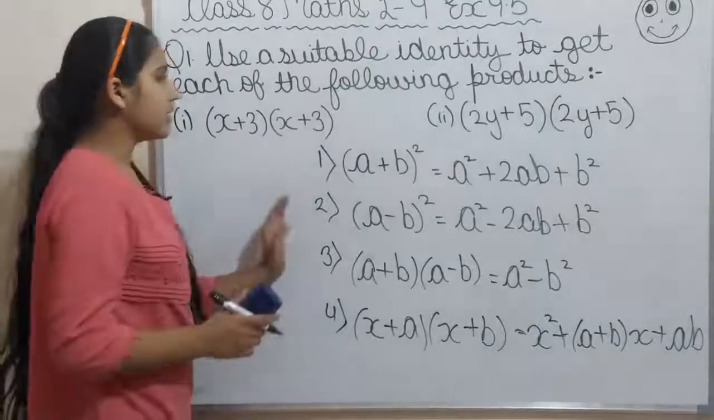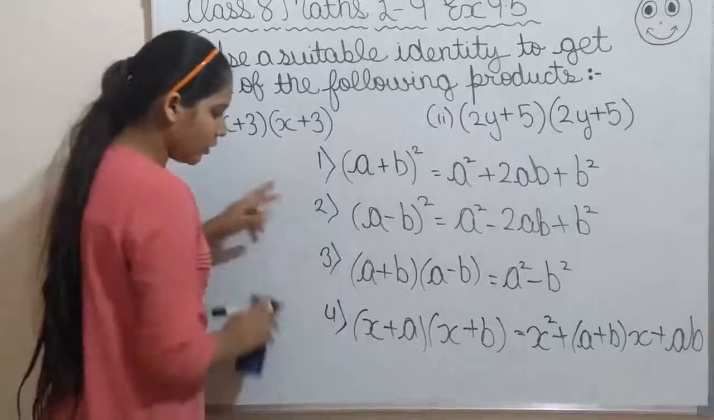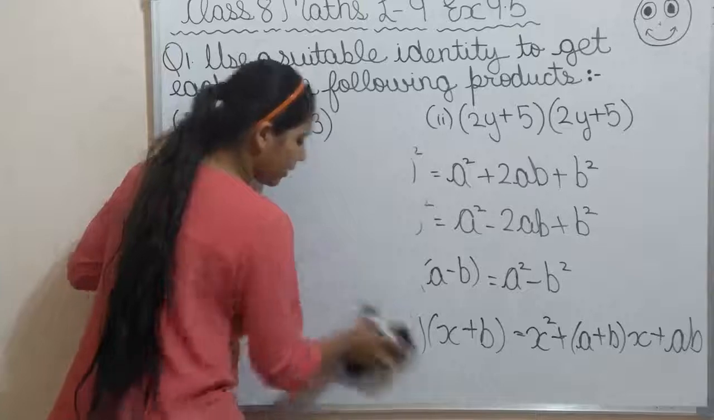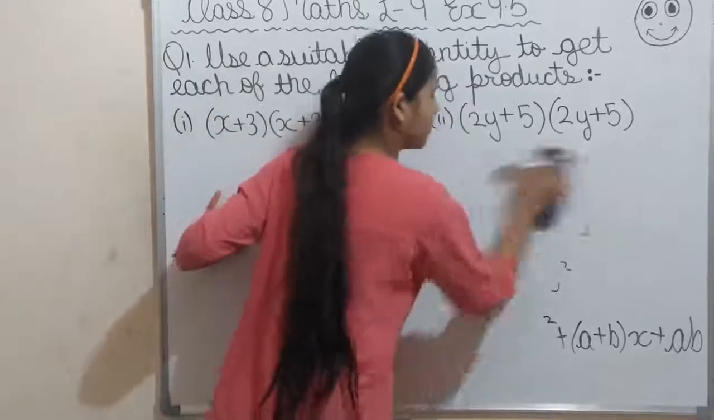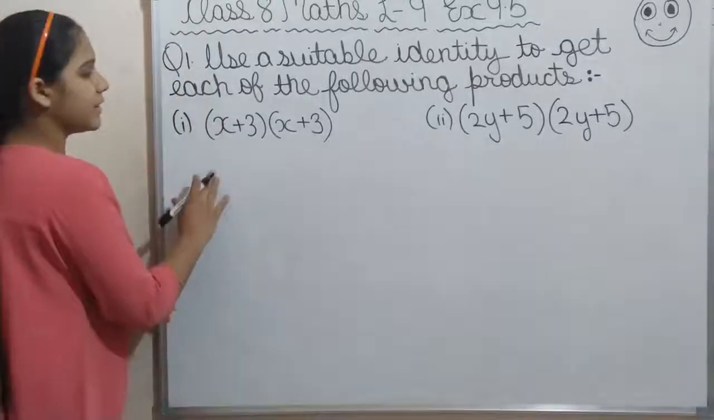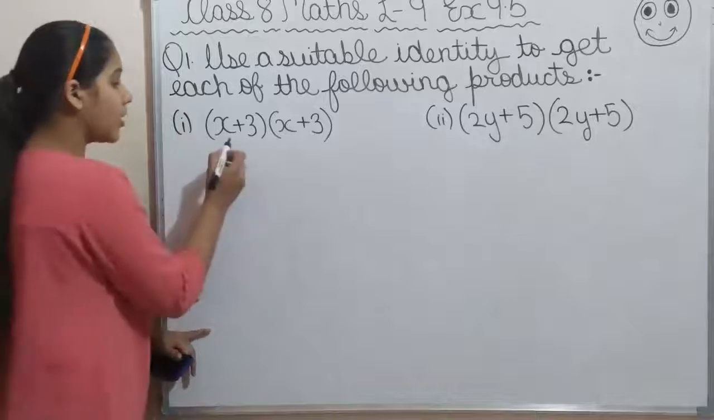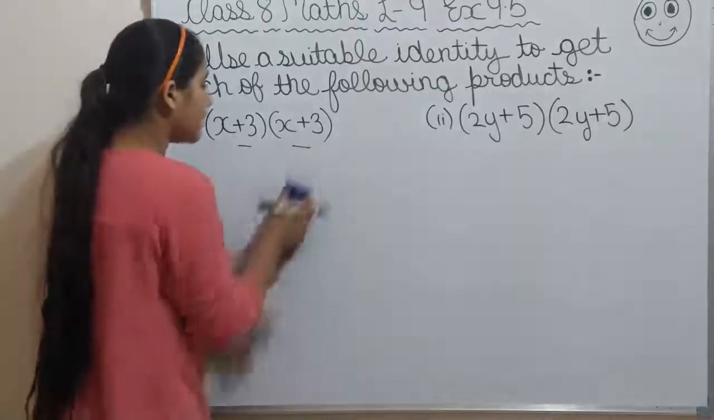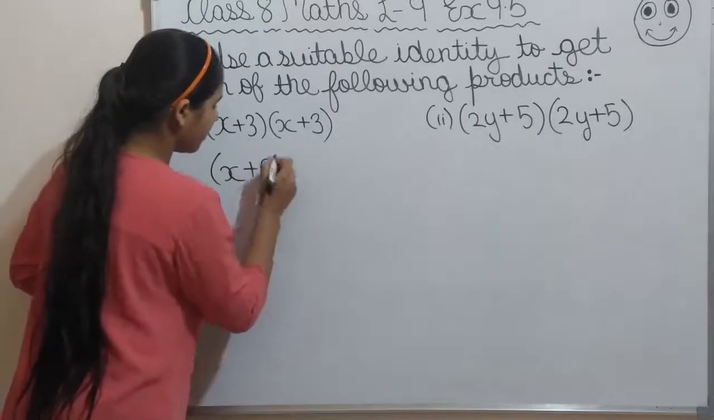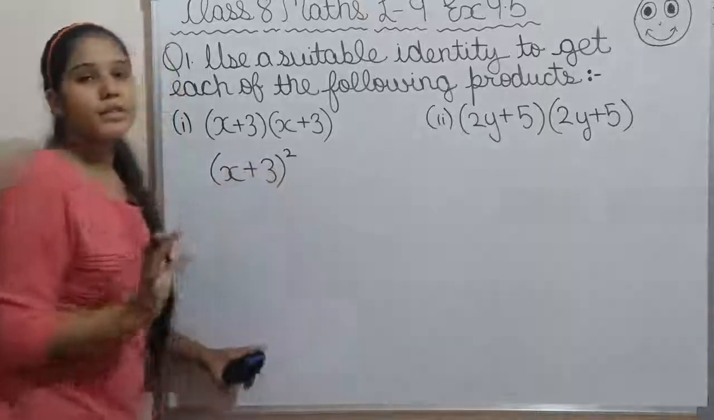By applying these, there are, I think, 10 parts, so we have to do all the 10 parts using these 4 properties. Let's start from the first part. The first part is x plus 3 into x plus 3. Because both are plus, we can write it as x plus 3 whole square, because x plus 3 into x plus 3 is x plus 3 square.